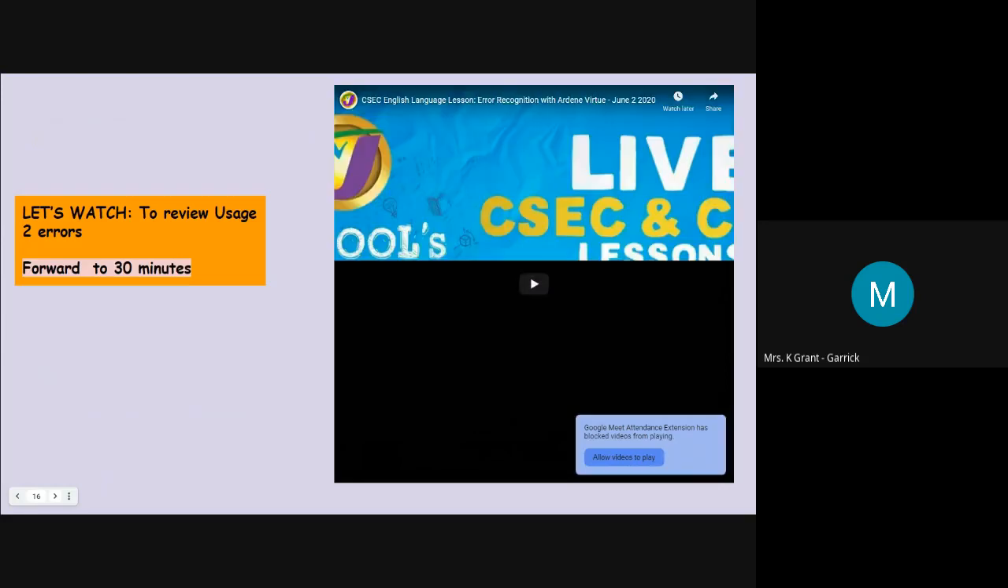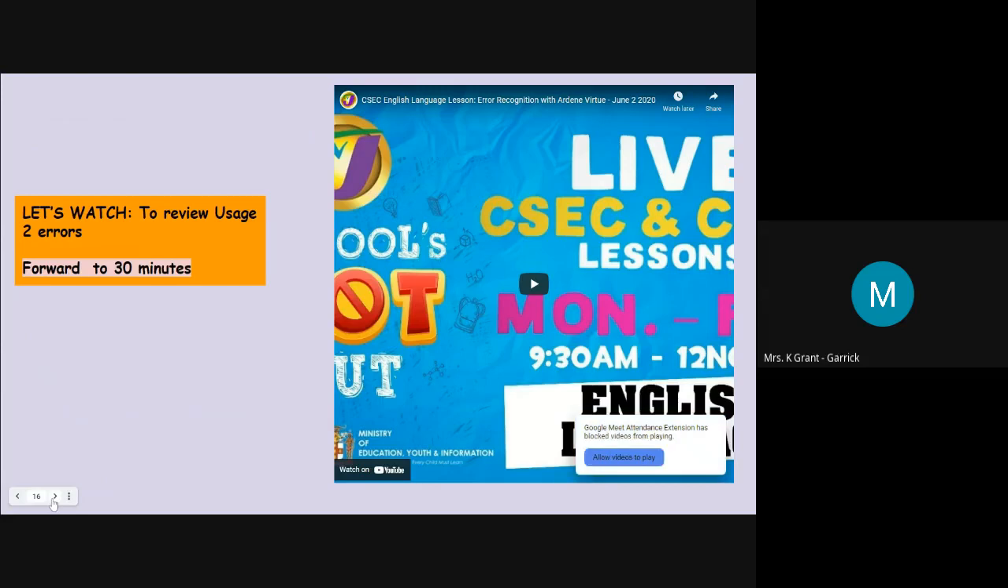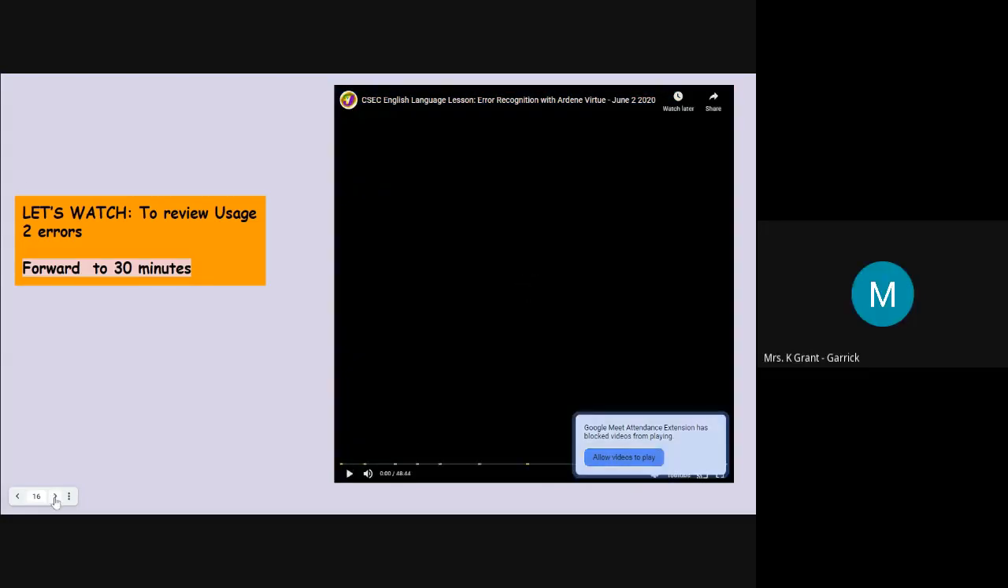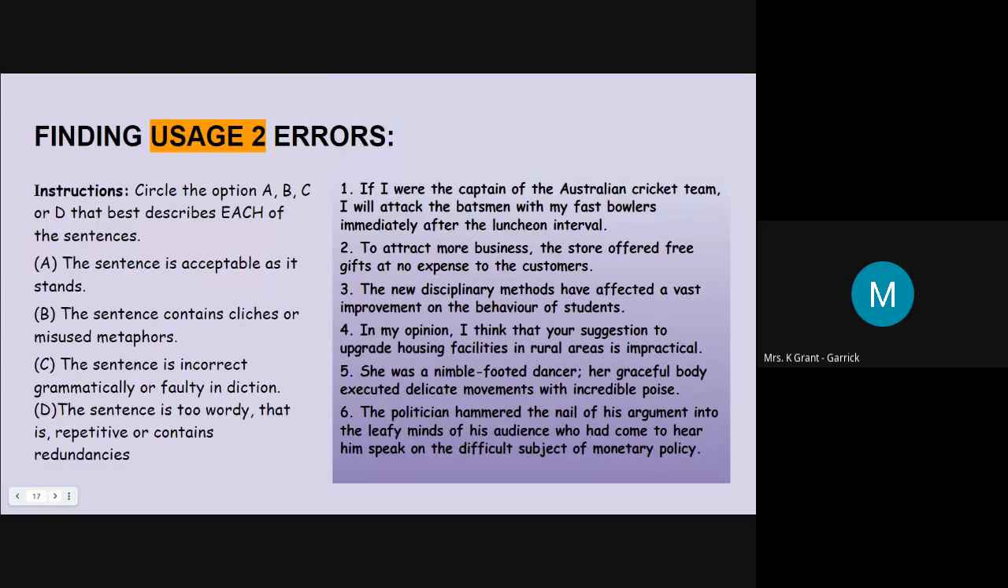And two, when you're able to go into the slide that is also on the platform, I'm hoping that you can go back to slide 16 and watch the recording that is here. You just need to forward it 30 minutes and it gets you right into usage 2. You learn a whole heap. We're not able to do that now because time is against us, and I have another class. So I'm jumping into the actual activity.